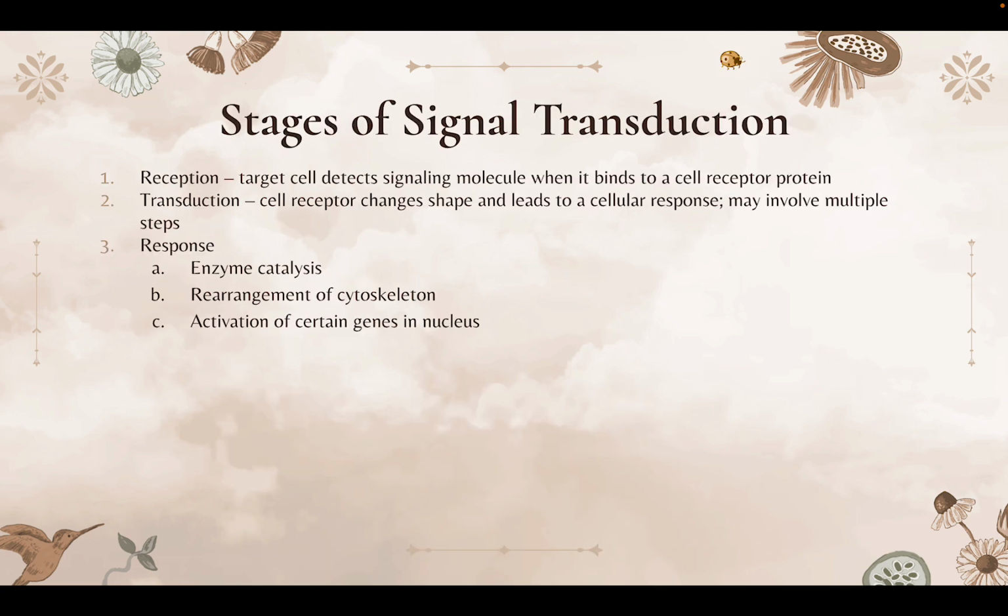So yeah. All right, so let's look at the stages of signal transduction. Signal transduction is basically the process by which a cell takes in a signal, translates it into a way it can understand, and ultimately that becomes a response. So we can see here the first step is reception, which is detecting that signaling molecule, usually when it binds to a cell receptor protein. And then the second step is transduction.